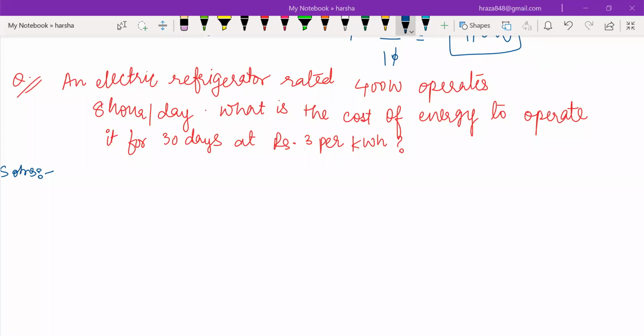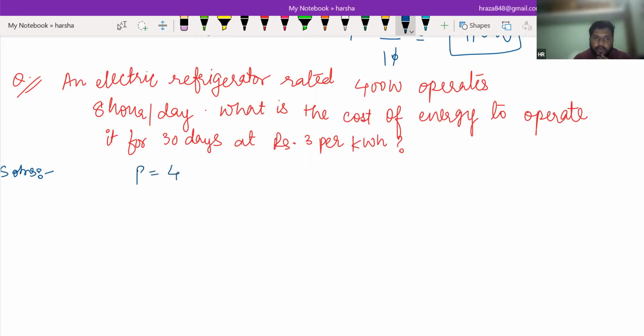So we need to calculate for 30 days. For one day, it will be 8 hours per day, 400 watt. So you need to calculate watt hour first, then kilowatt hour. See, I'm going to explain it. We have power equal to 400 watt, and it is consuming 8 hours per day. And we need to calculate for 30 days.